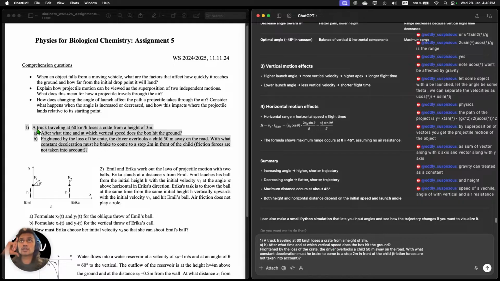A truck traveling 60 kilometers per hour loses a crate from a height of 3 meters. So horizontal velocity is 60 kilometers per hour, at a height of 3 meters. After what time and at which vertical speed does the box hit the ground? At which vertical speed? About the vertical speed, I think it's just normal. Did they mention the angle? No, it just loses a crate.